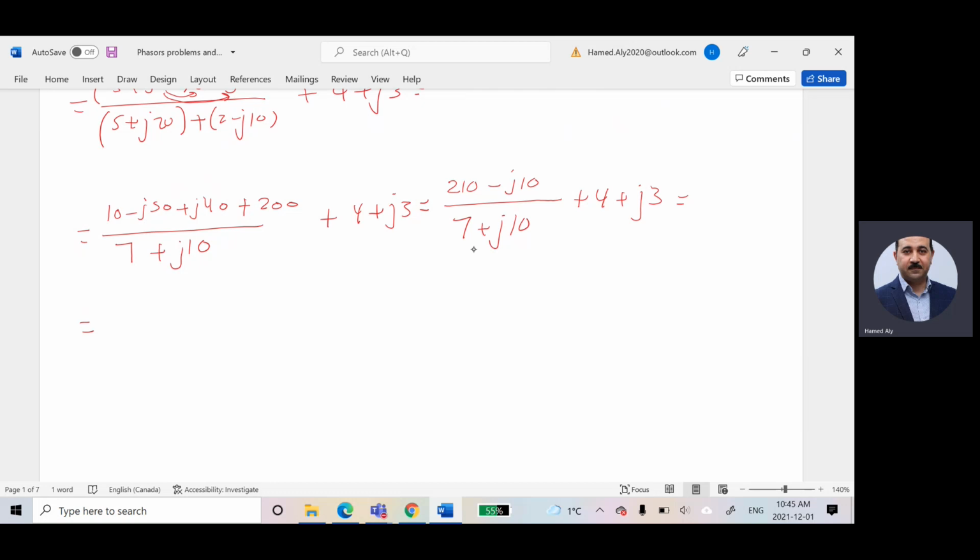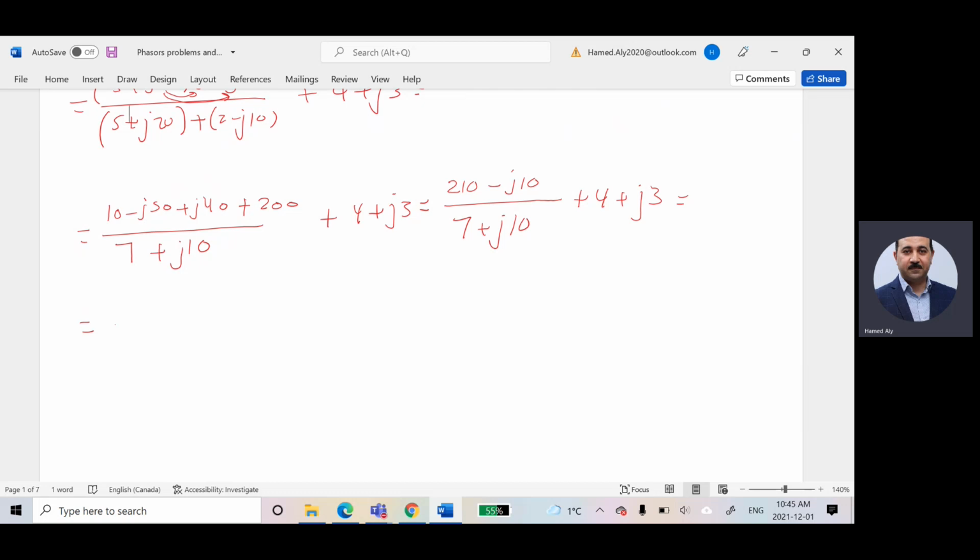So you have one of two options. Convert this to polar and convert this to polar and divide them: magnitude divided by the magnitude and subtract the angle. Or multiply this and this by the conjugate of this. Whichever is easier for you, you can use it. I'm not going to force you to do something you don't like. But I have two different ways. Let us solve by using the conjugate.